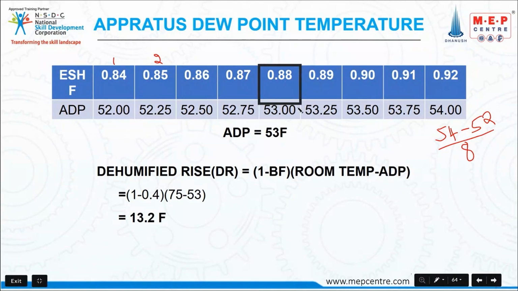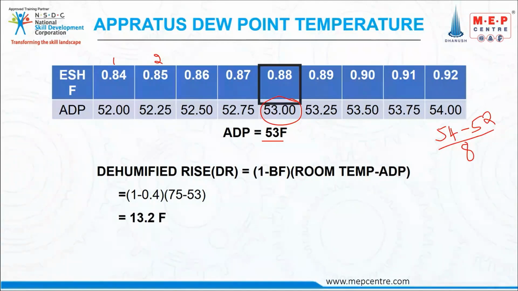So here 53 is the ADP. That means to the AHU or FCU, you need to supply 53 Fahrenheit of temperature. 53 Fahrenheit of chilled water, right? Okay. You need to remember this point. This point again I will talk on Monday. Okay, this point is most important.